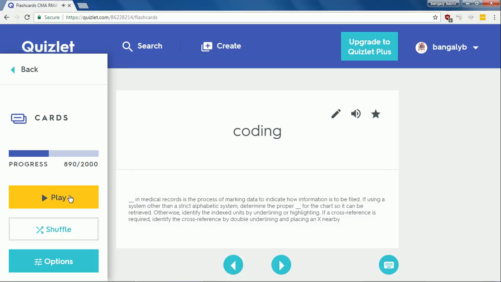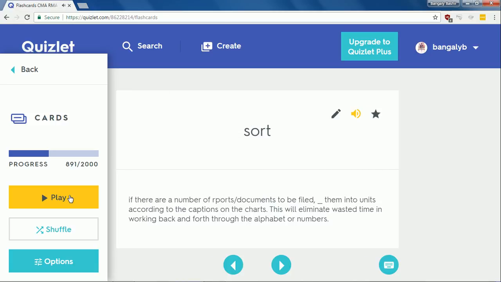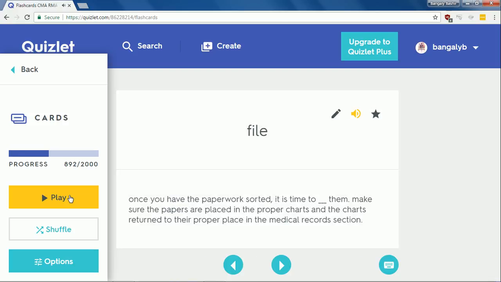Coding. Sort. If there are a number of reports or documents to be filed, sort them into units according to the captions on the charts. This will eliminate wasted time in working back and forth through the alphabet or numbers. File. Once you have the paperwork sorted, it is time to file them. Make sure the papers are placed in the proper charts and the charts return to their proper place in the medical records section.